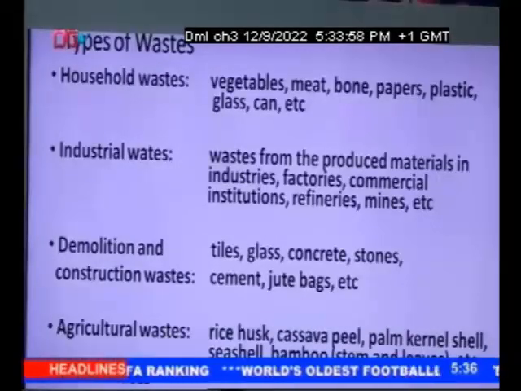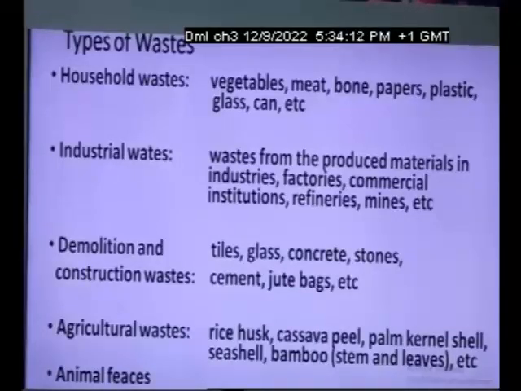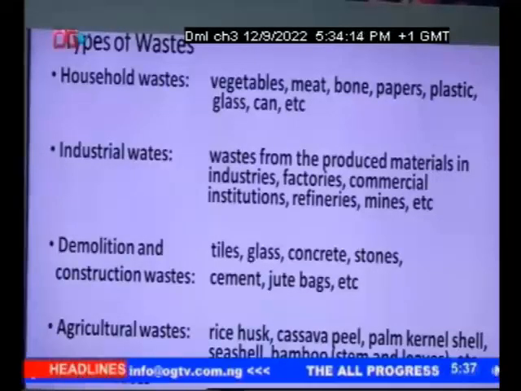In our household, we generate vegetable waste, or what we call biodegradable waste, meat, bones, and non-biodegradable waste: papers, plastic, glass, cans, and so on. Industrial waste: in the industry, factories generate waste. And also, when we construct, at one point in time there will be the need to demolish. So there is all that waste from demolished construction, as roads are being reconstructed.